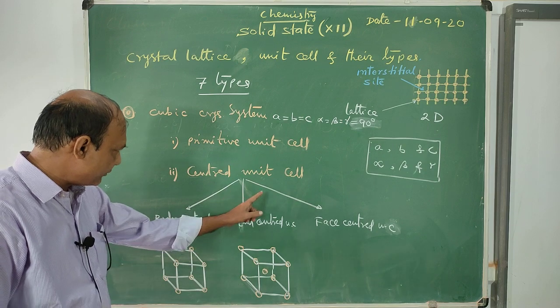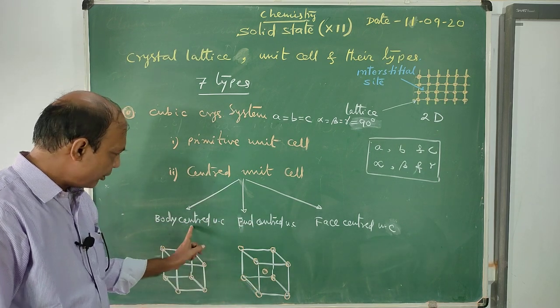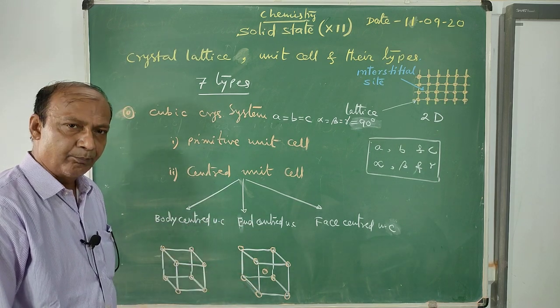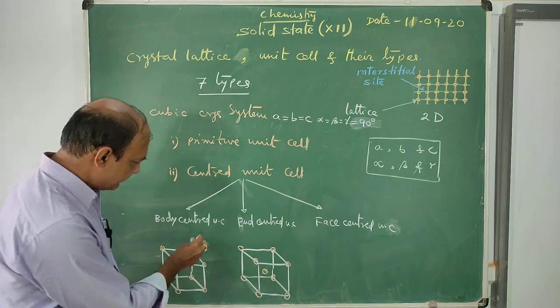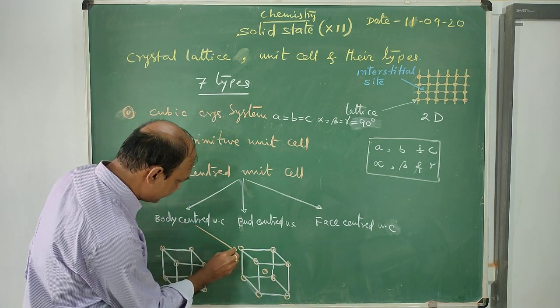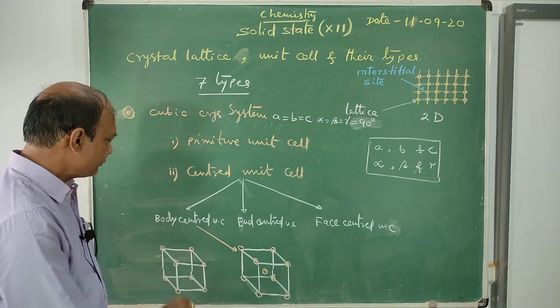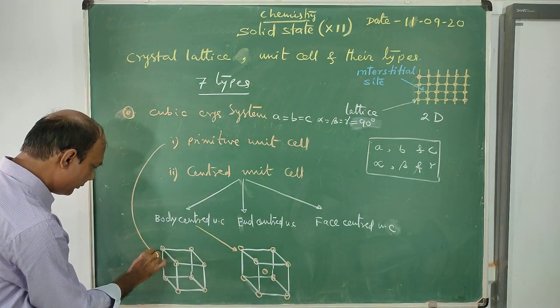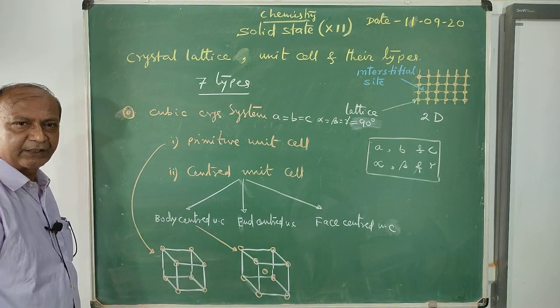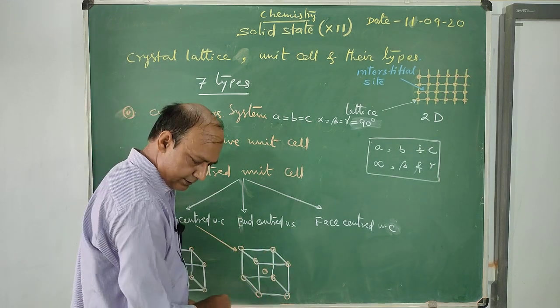This is a centered unit cell and its name is body centered unit cell. This one is body centered unit cell. This one is primitive unit cell. Go to the end centered.